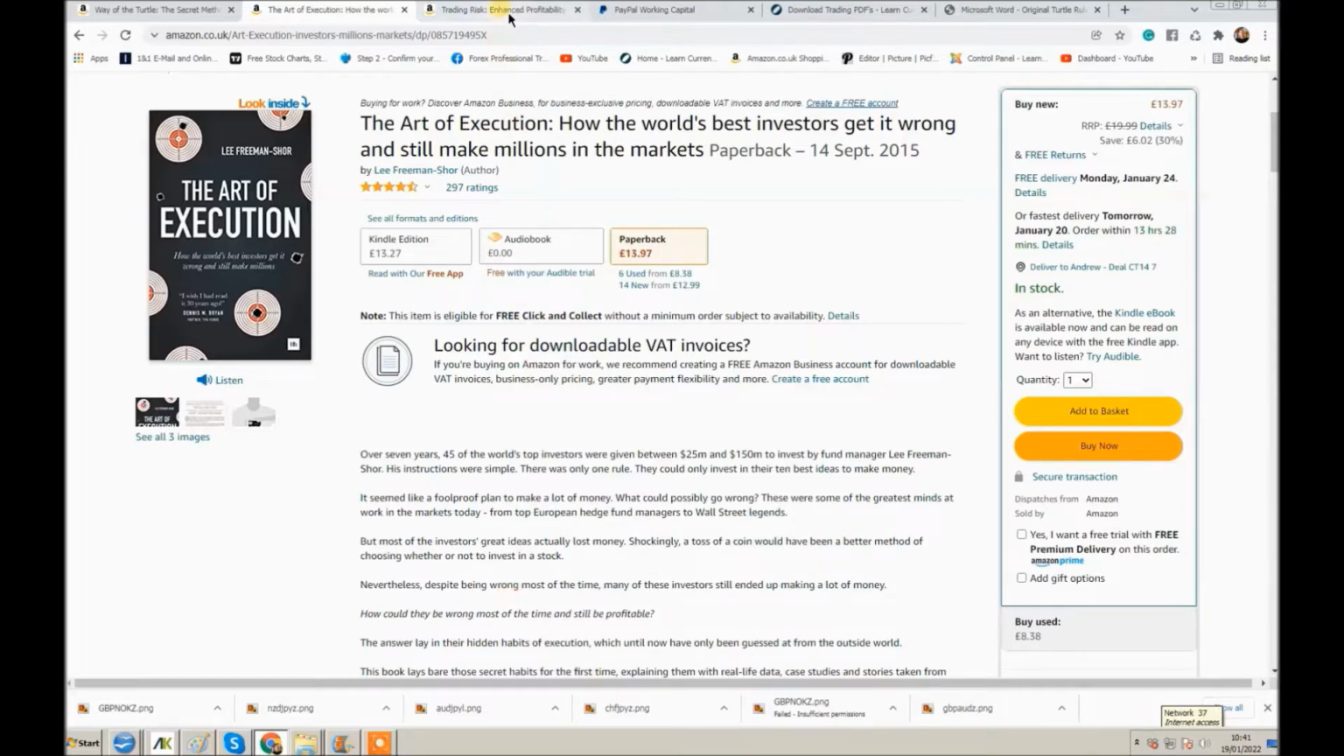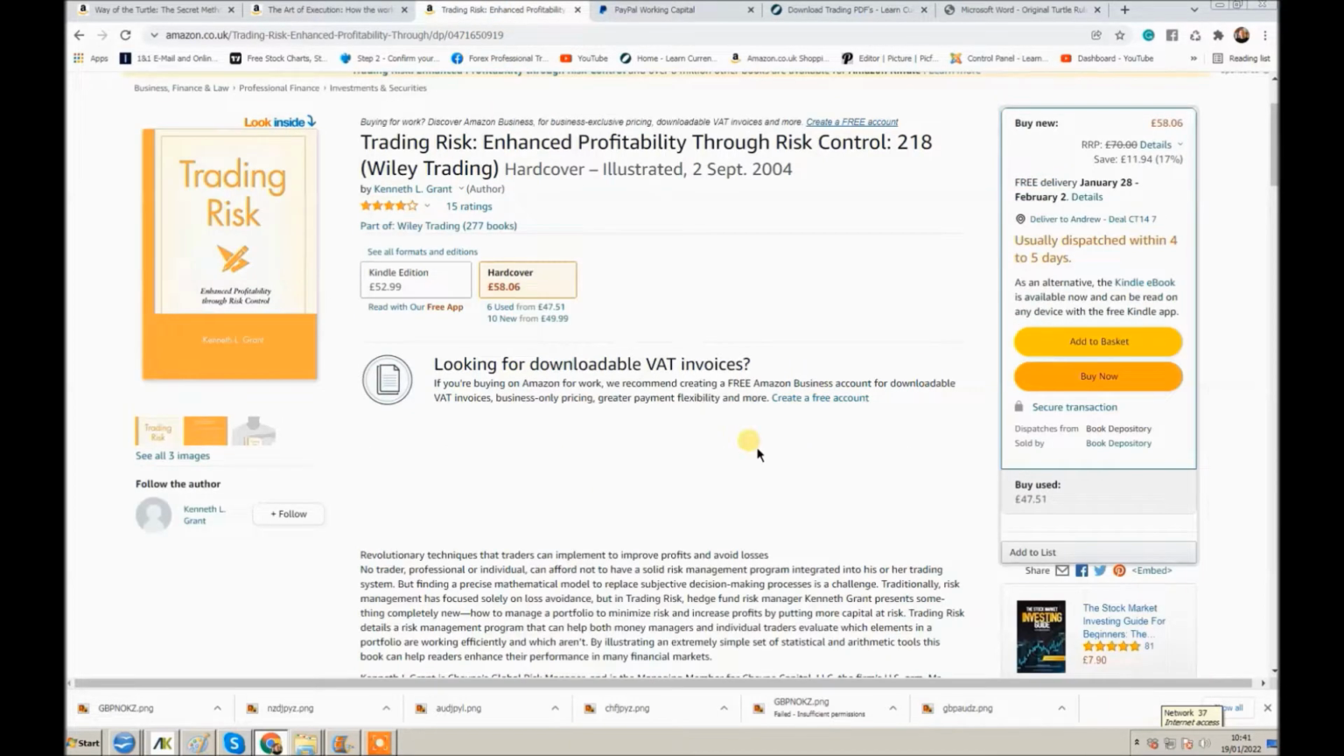Now, the last book is Trading Risk, Enhanced Profitability Through Risk Control. Again, this is by Kenneth L. Grant, who's a hedge fund manager. Again, it stresses that 90-10 rule and also gives you great advice on how to do your risk management better to increase your profitability. It's a little bit of a harder read than The Art of Execution, but anyone who's serious about making money should go and read this book as well.